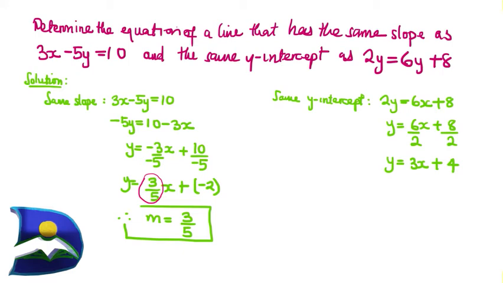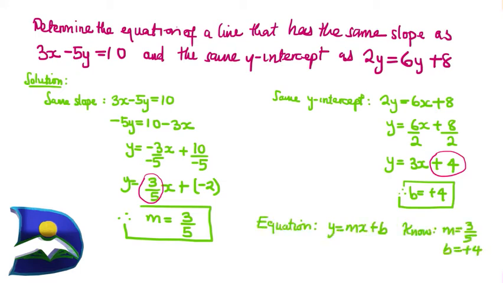Therefore, I'm not going to be focusing on the 3. I'm going to be focusing on the positive 4, because positive 4 is represented as b, and b is actually the y-intercept. So once I've extracted my m from the first equation and my b from the second equation, I put them in the general formula, which is y equals mx plus b. Since I know that my m is 3 over 5 and b is equal to positive 4, my new equation line will be y equals 3 over 5x plus 4.